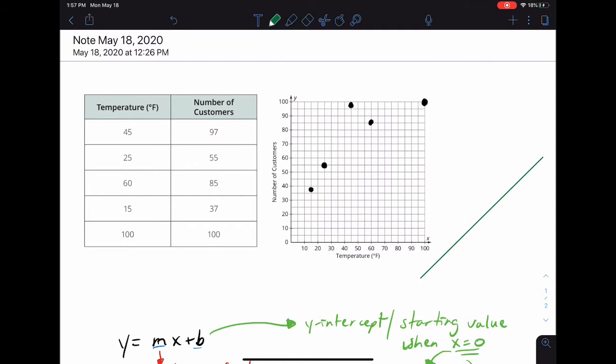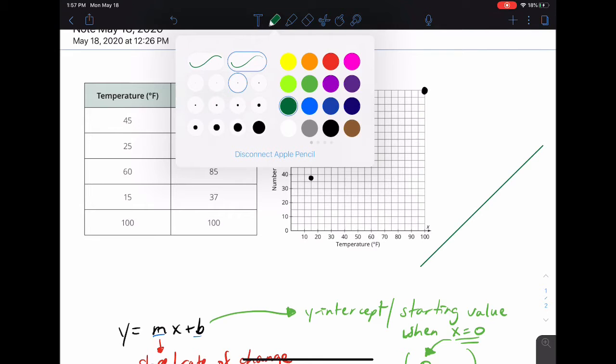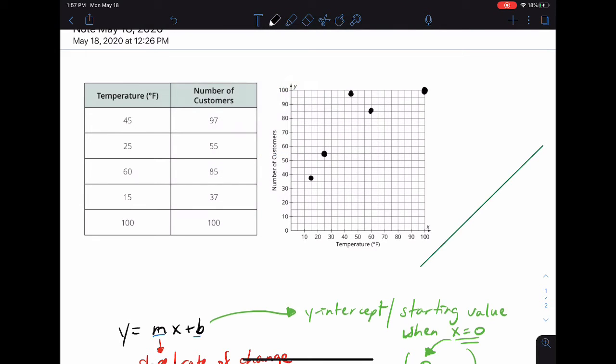Okay, so the first thing I've done is I've graphed the dots. So there are 5 dots on the graph because there are 5 coordinates here. So we know X is temperature and we know Y is number of customers. Okay, so what we need to do now is find the trend.